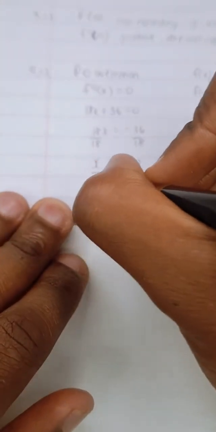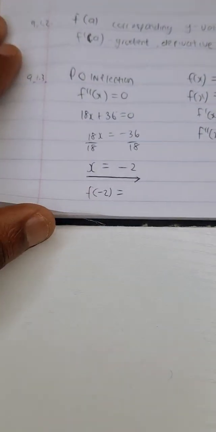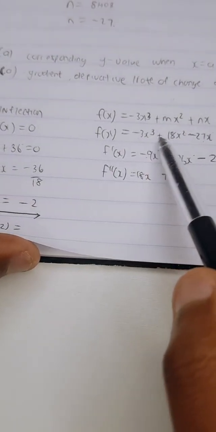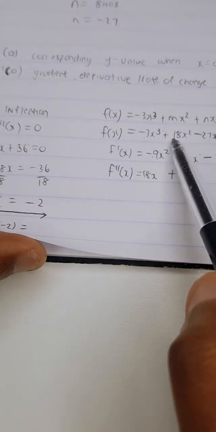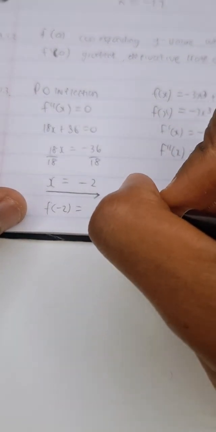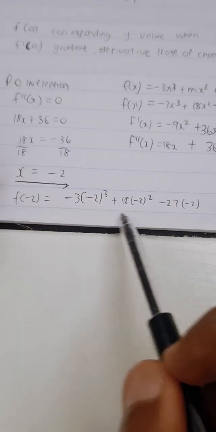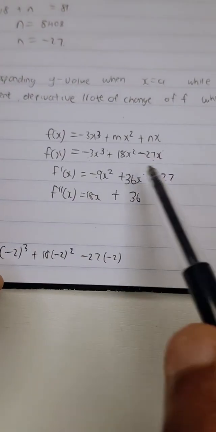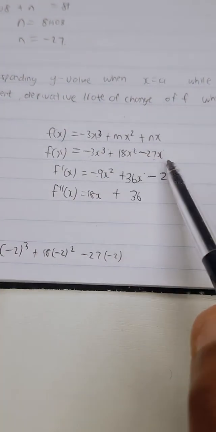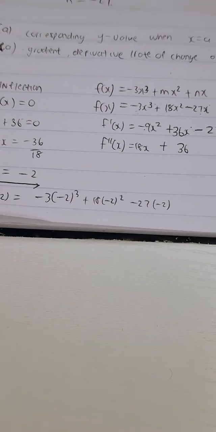So now we take f of negative 2. Where do we substitute it? To the original function, which is negative 3x cubed plus 18x squared minus 27x. So we say negative 3 into negative 2 to the power 3, plus 18 times negative 2 to the power 2, minus 27 times negative 2. We are substituting x is equal to negative 2 into the original function, negative 3x cubed plus 18x squared minus 27x.